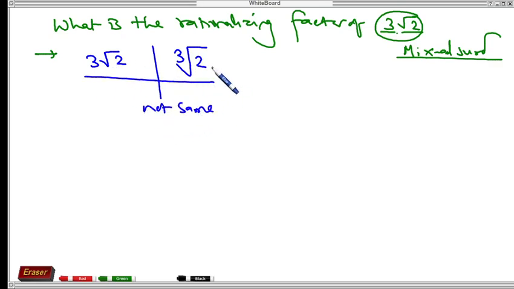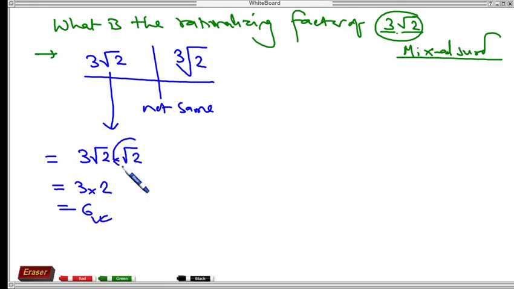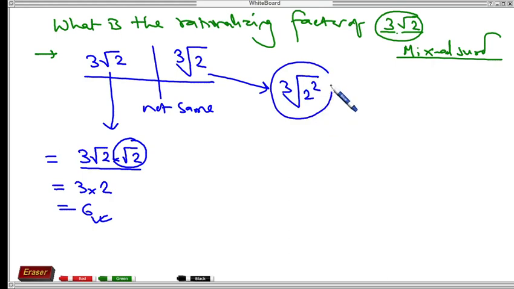3 root 2 and cube root of 2 are not the same. यो एउटै होइन. यसले भनेको 2 को पावर 3 हुने बित्तिकै रेशनलाइज हुन्छ, यसले भनेको 2 को पावर 2 हुने बित्तिकै रेशनलाइज हुन्छ. That's why the rationalizing factor of this is 3 root 2 times just root 2. Let me check: 3 times root 2 times root 2 is 6, a rational number. So the rationalizing factor of 3 root 2 is also root 2, but the rationalizing factor of cube root of 2 is cube root of 2 square, which is already discussed. So find the differences between 3 root 2 and cube root of 2. This is a very important part.